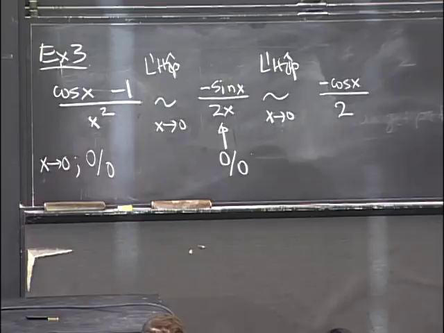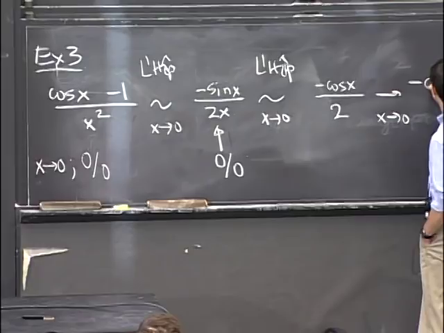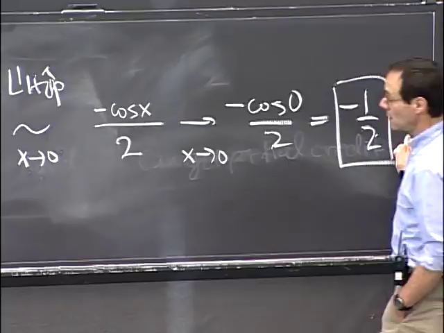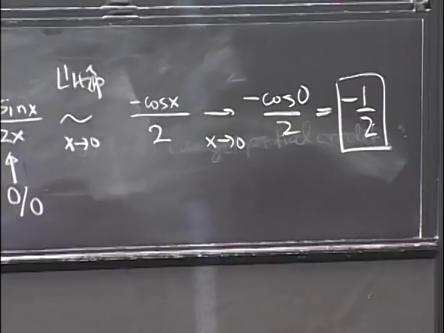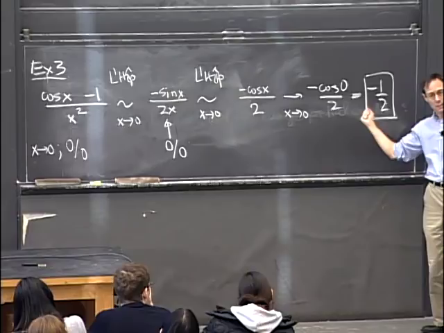And now, this is the end. As x goes to 0, this is minus cosine of 0 divided by 2, which is minus 1/2. Now, the justification for this comes only when you win in the end and get the limit.